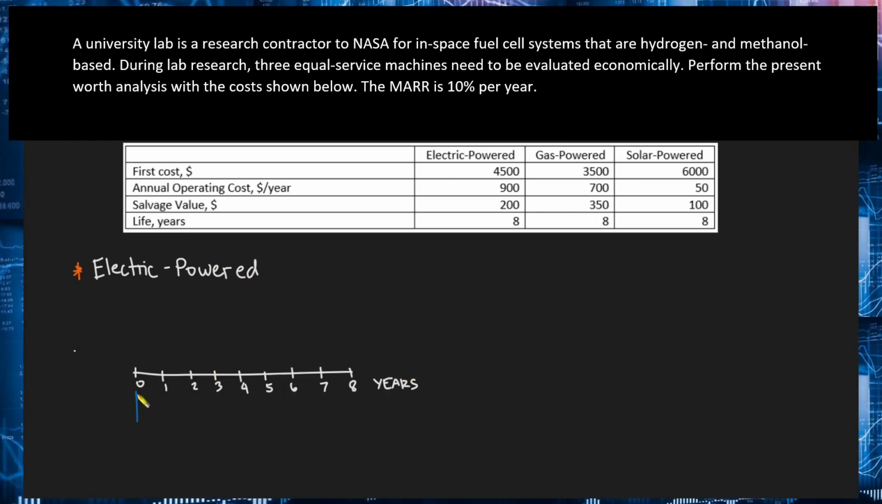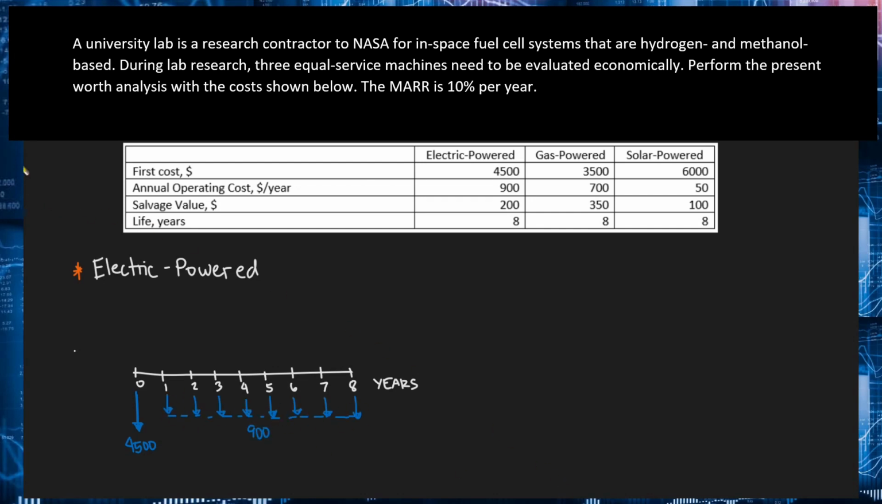Yung first cost dito, obviously cost nga siya, no? So negative itong sign natin dito. So negative value siya because from our perspective, this is a cost. Mababawasan yung pera natin. Then same goes for the annual operating cost, negative din siya.